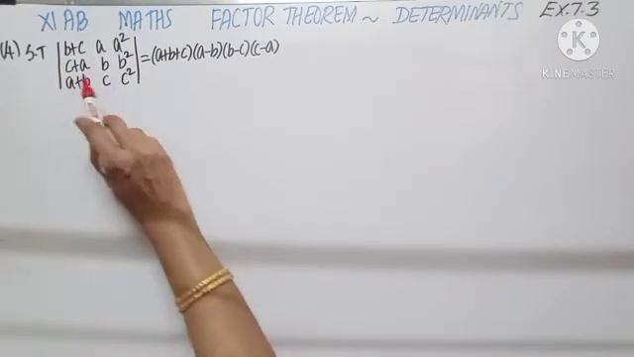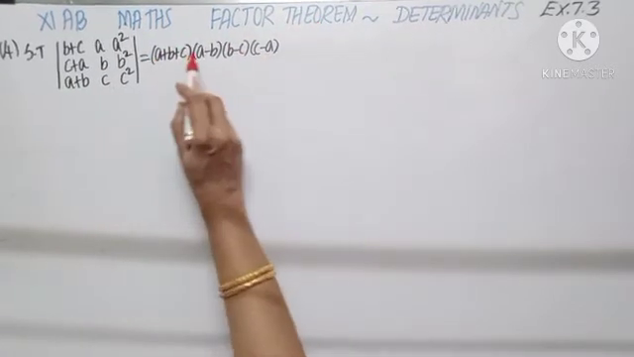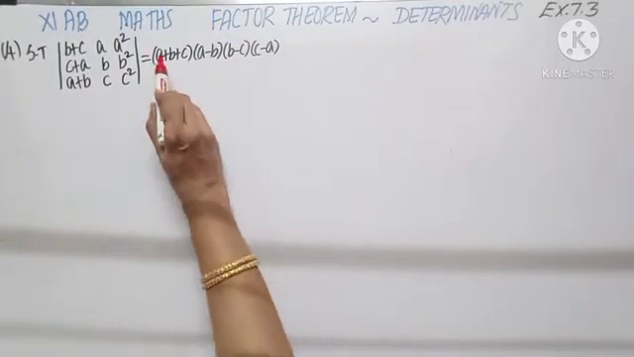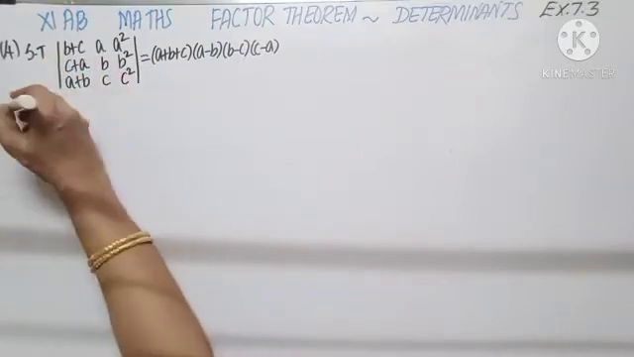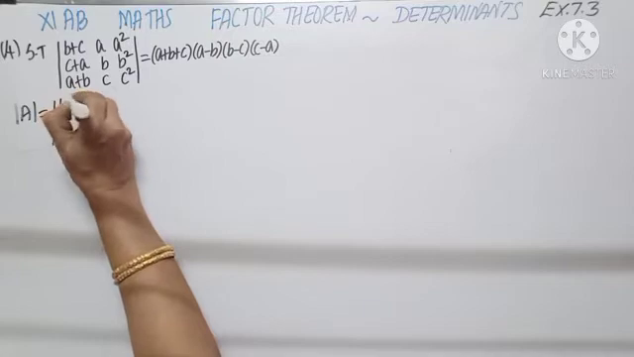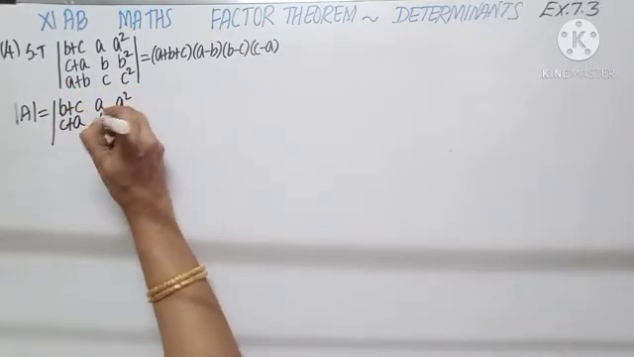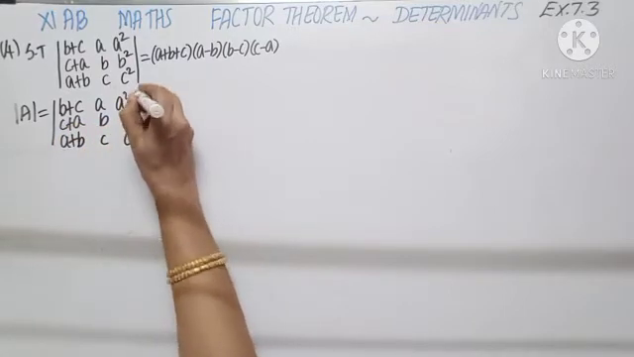And for such problems we can use the factor theorem whenever the RHS is a product of some factors. Each one I call a factor. The given determinant, let us call it by the name A. So determinant A is B plus C, A, A squared; C plus A, B, B squared; A plus B, C, C squared.